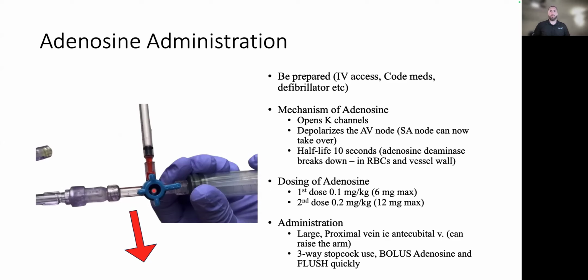Now, if you are having trouble with that, it may be because you don't have it close enough to the heart, you didn't push it quick enough, and things like that. You want to push a bolus of fluids behind it, about 10 mils of NS, that may help it to get to the heart a little bit quicker without as much breakdown by the adenosine deaminase.